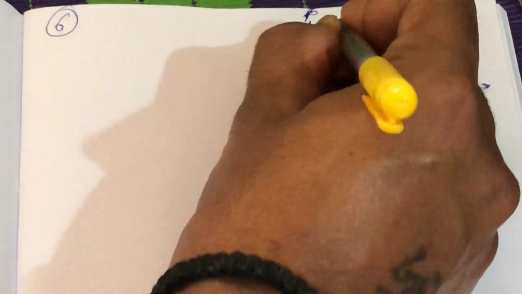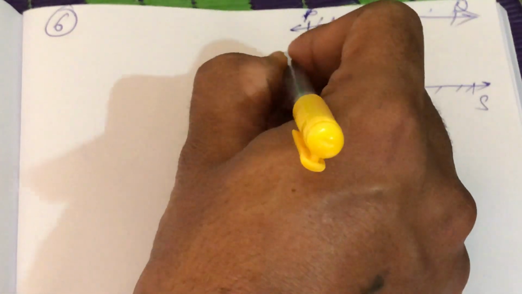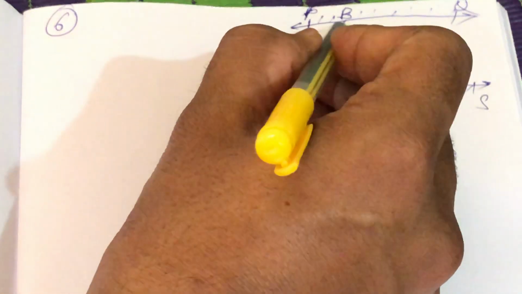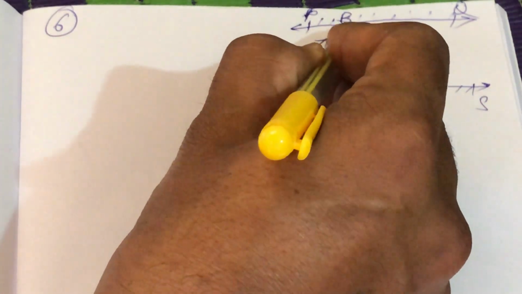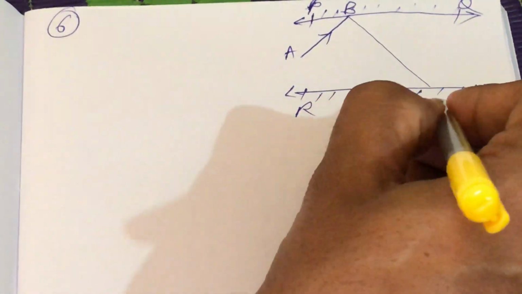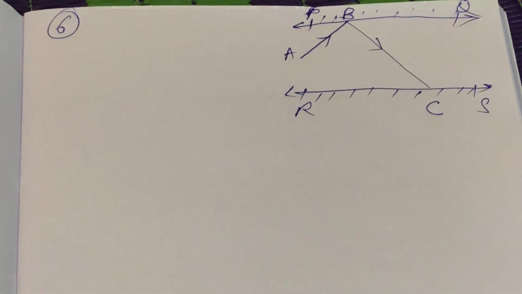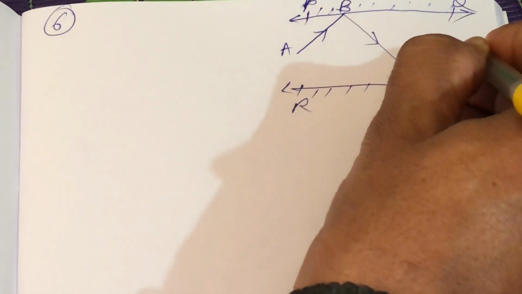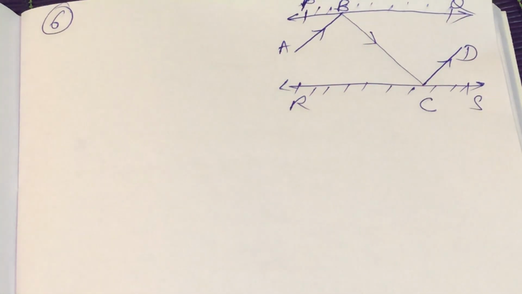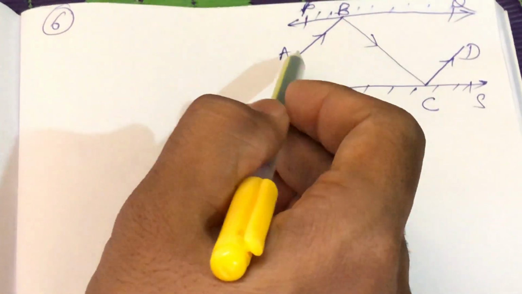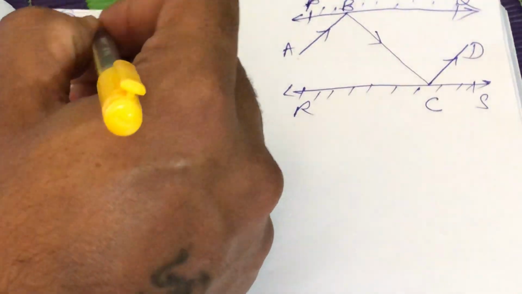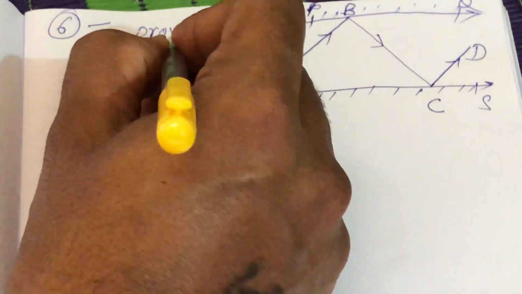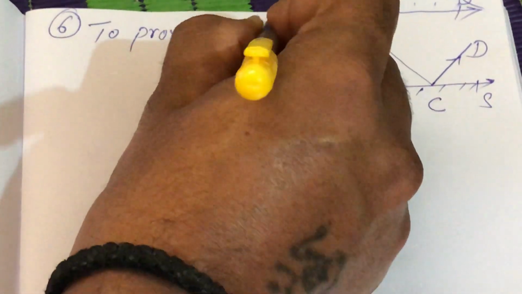A ray comes and strikes PQ, that is AB, then it gets reflected back like this, BC, then again it gets reflected back like this, CD. The question is asking, prove that AB is parallel to CD. We need to prove AB parallel to CD.